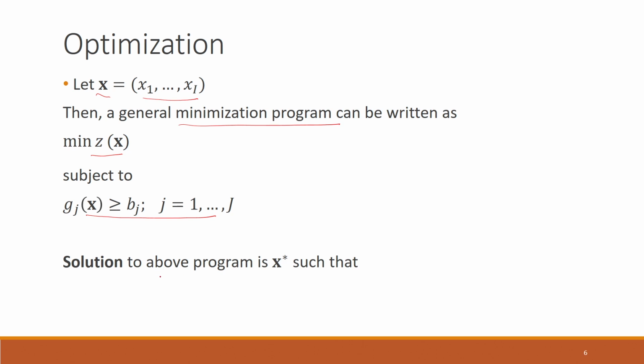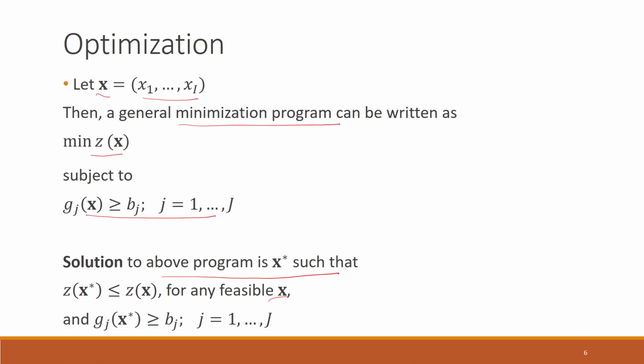The solution of the above program, that is, the optimal solution, is x star, provided that the objective function value at x star is less than or equal to the objective function value at any feasible x, subject to the condition that this x star satisfies the constraints that we have. All of this we have seen before, but we are just quickly recapping. This is just the standard definition of an optimal solution.